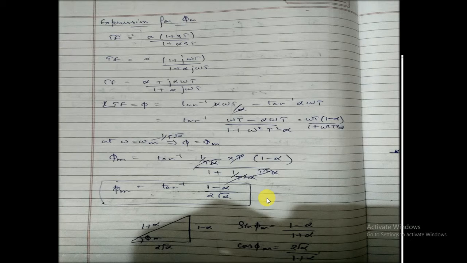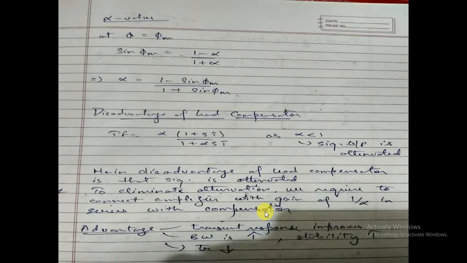But we know it in the form of tan, and we want it in sine and cos, so we just need a right angle triangle. We know tan is p by b, so we put p by b and calculate the hypotenuse accordingly. Once the hypotenuse is calculated, you can calculate sine and cos. The most used formula is sin phi m equals (1 minus alpha) by (1 plus alpha), because it is easy to remember. Cos phi m can also be derived from this triangle. So just remember one formula and you will remember the others also.